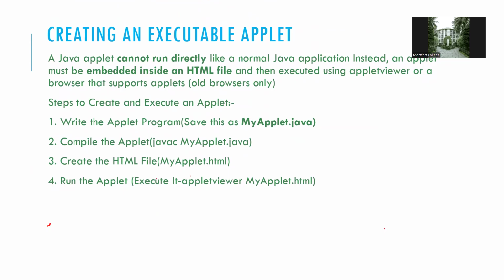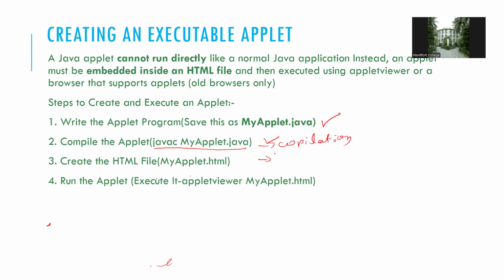Okay. Creating an executable applet. First, write the applet program, then compile the applet program. You know how to compile it. This is the syntax to compile. If you see this properly, then you will remember the practical we have done. So this is for compilation.